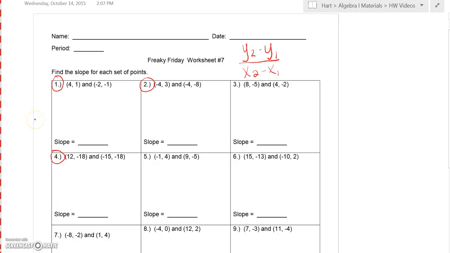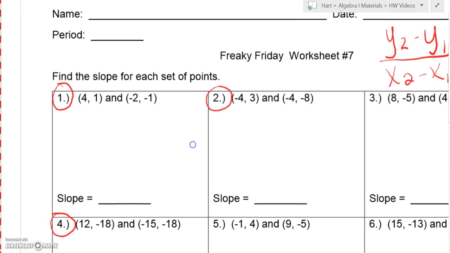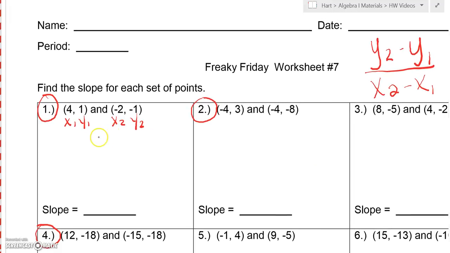Number 1 is first. So if we start by labeling our points, x1, y1, x2, y2. Then we just plug it into that formula. Our y2 value is -1. Then we have a minus, and then y1 is +1. Over x2, which is -2, minus x1, which is 4. Okay, then we just solve it. So -1 minus 1 is -2, and -2 minus 4 is -6.